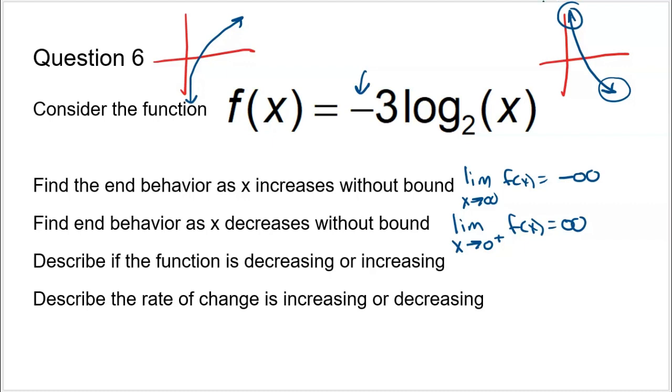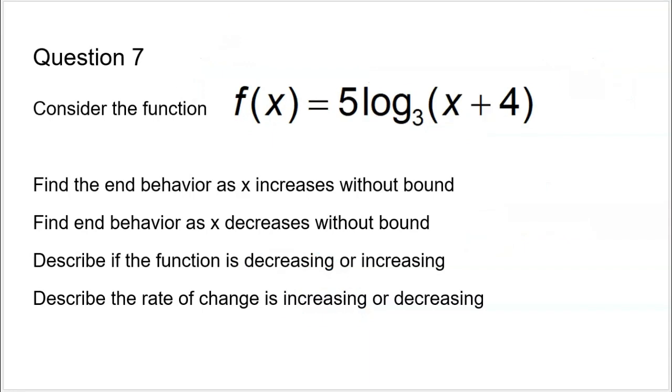All right, describe if the function is increasing or decreasing. Well, the graph is clearly decreasing from left to right. And what about the rate of change? Well, it's concave up, which means that the rate of change is increasing. The rates of change are negative throughout this graph, but they're less and less negative, which is why technically the rates of change are increasing because they're becoming less and less negative. That's a tricky one, so make sure you really take your time with that.